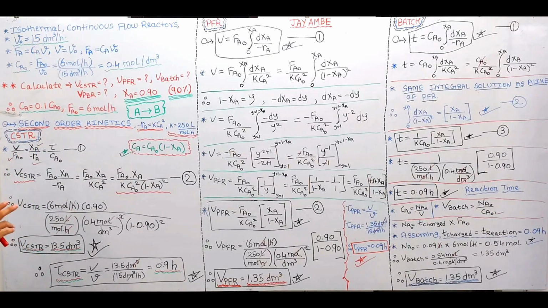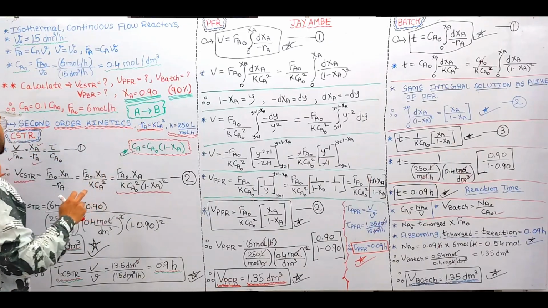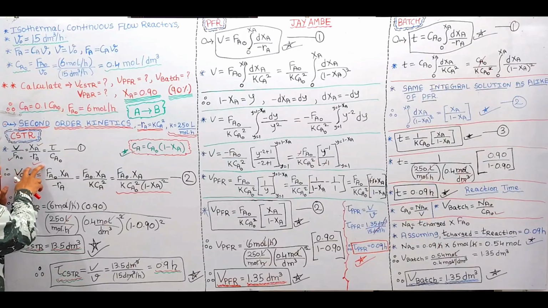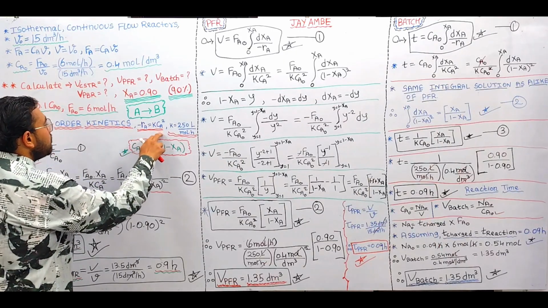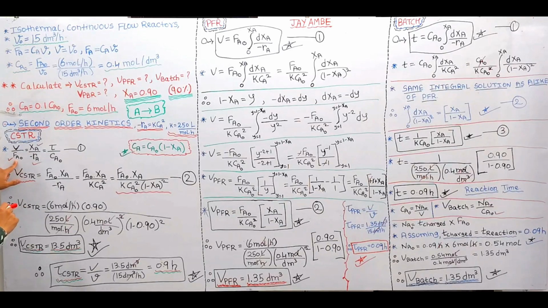Now from this performance equation, we need to identify which values we have in order to design the volume of the CSTR. From here we have the conversion value, which is 0.90, the 90% conversion we need to achieve. We have the rate law, minus rA equals k CA squared. We also have the initial molar flow rate, which is 6 moles per hour. So by comparing both, we can make volume the subject. We get volume of CSTR equals FA0 into XA divided by minus rA.